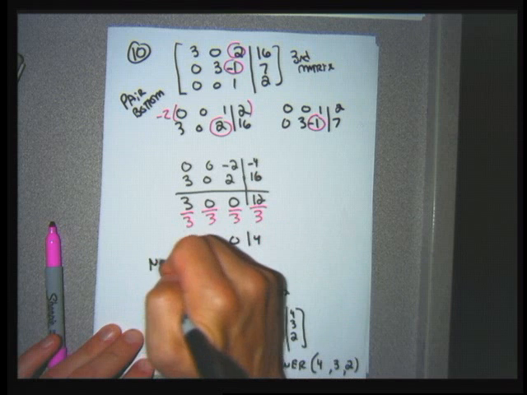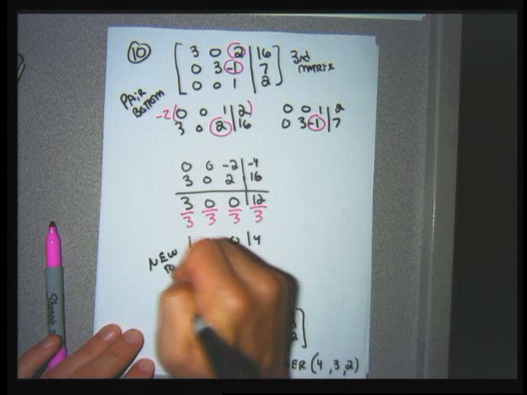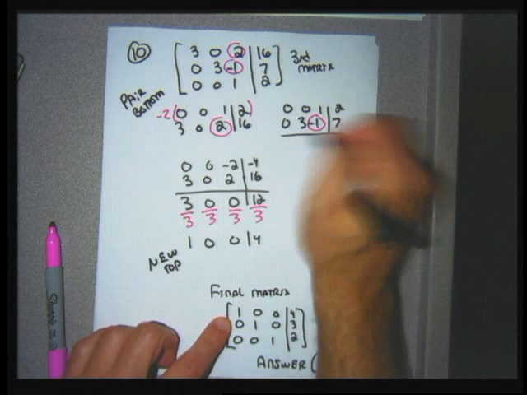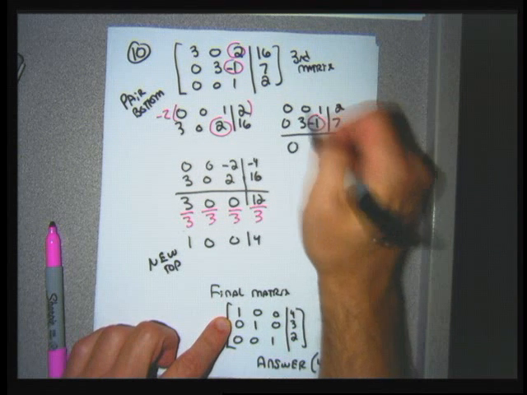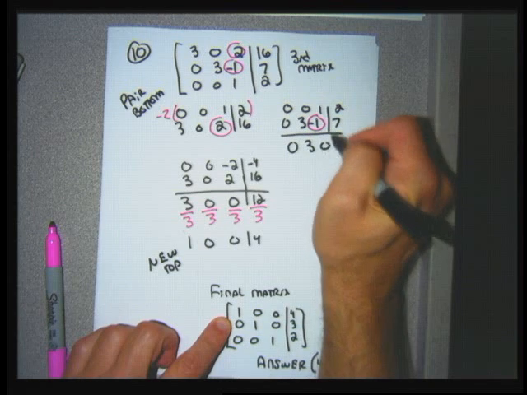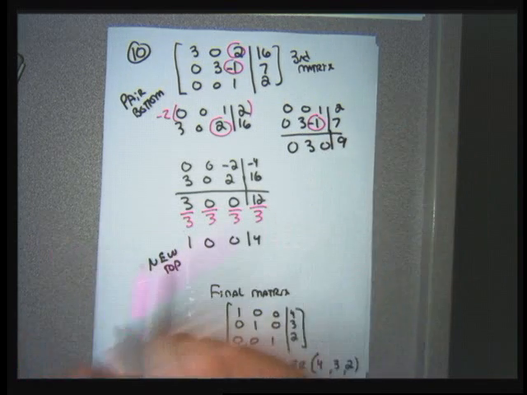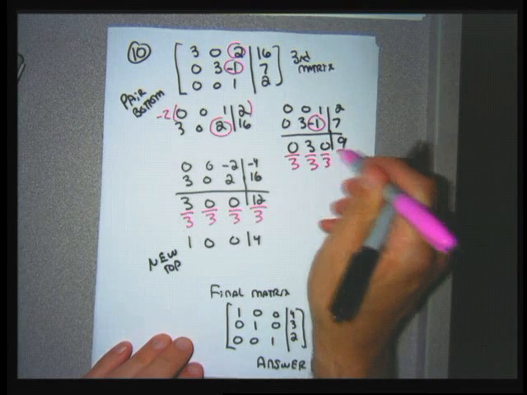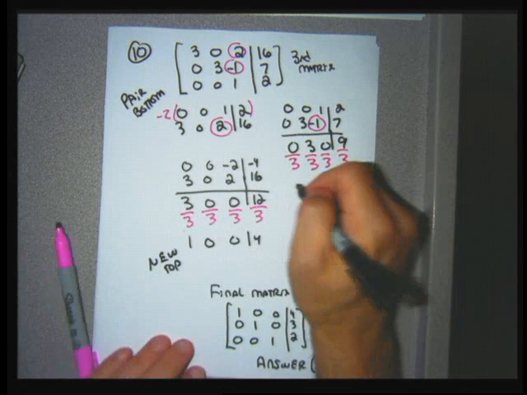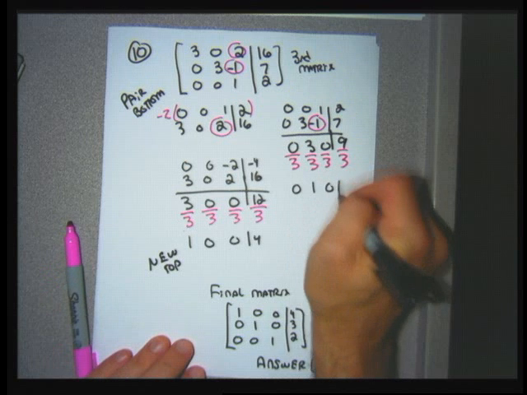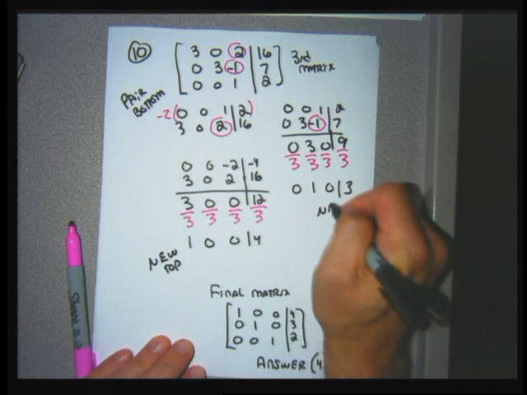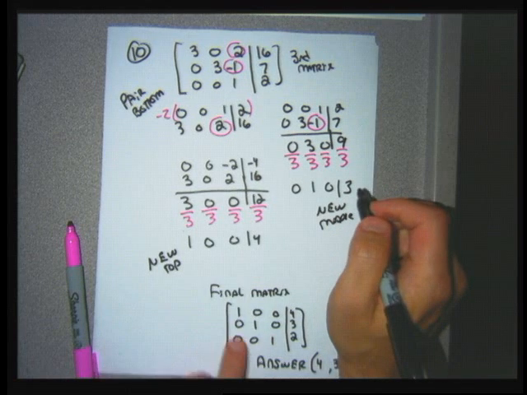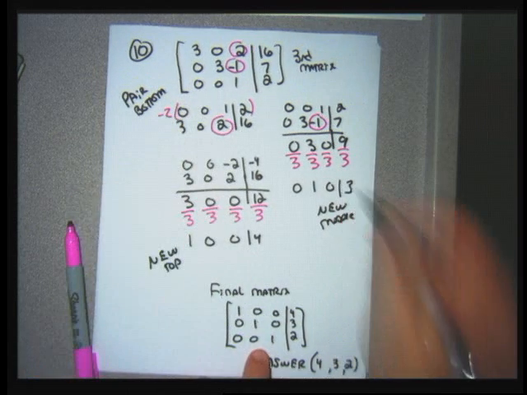This is going to be my new top, which I see 1, 0, 0, and 4, which is a good thing. These two I'm just going to add together. I get 0, 3, 0, and 9. I'm going to divide these by 3, which is going to give me 0, 1, 0, and 3. That's going to be my new middle, and my bottom didn't change at 0, 0, 1, and 2.